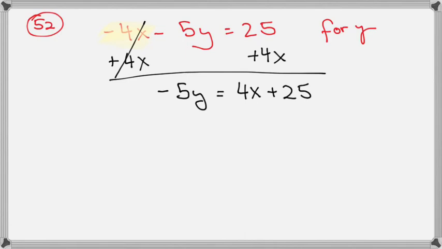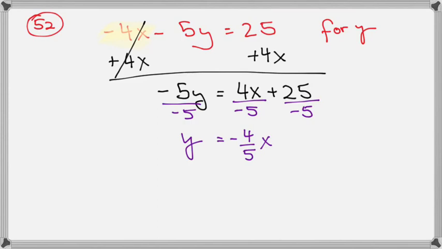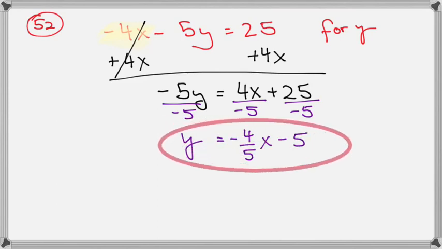Now what? Divide everything by negative 5. And I would write it like this, because then I know I need to divide everything. That gives me y equals negative 4/5 x minus 5. You got it. I'm going to put a circle around that one. Well, it's not a circle, it's an ellipse, but anyway.